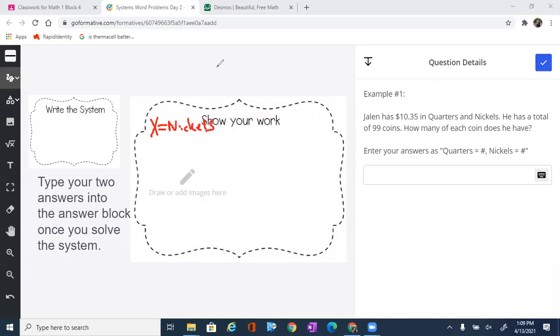And let's go with Y is the number of quarters. Now there is one really easy equation to come up with, and it's this one right here. I kind of go to this one automatically. Remember yesterday we broke the statement into two pieces and we were able to build our equations. The easy one is he has a total of 99 coins, and they're just quarters and nickels. So if he has a total of them, remember total means we can add them together.